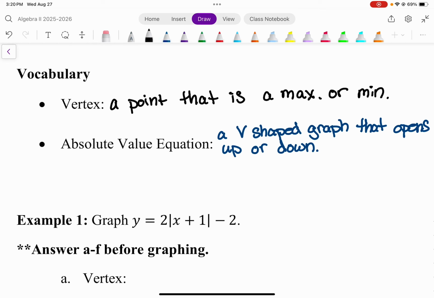Our absolute value function does have a standard setup that we are going to use every single time. And that setup is going to be y equals a, and then the absolute value symbol is these two lines. And inside the absolute value sign, we are going to have x minus h. Then outside of the absolute value, we are going to have plus k.